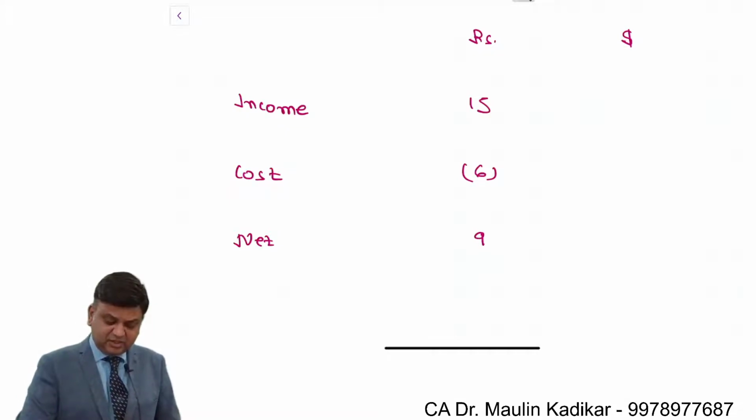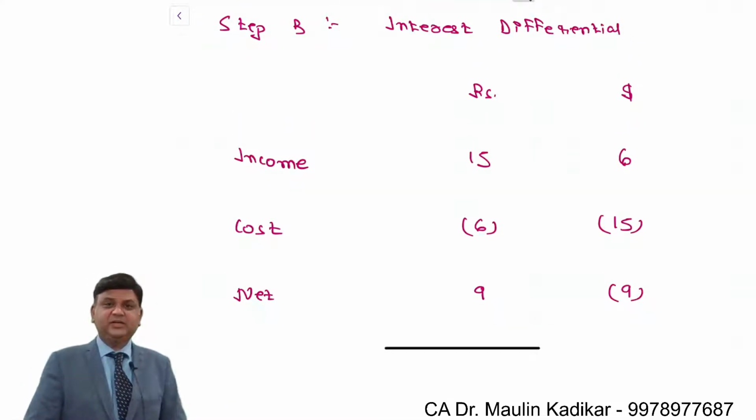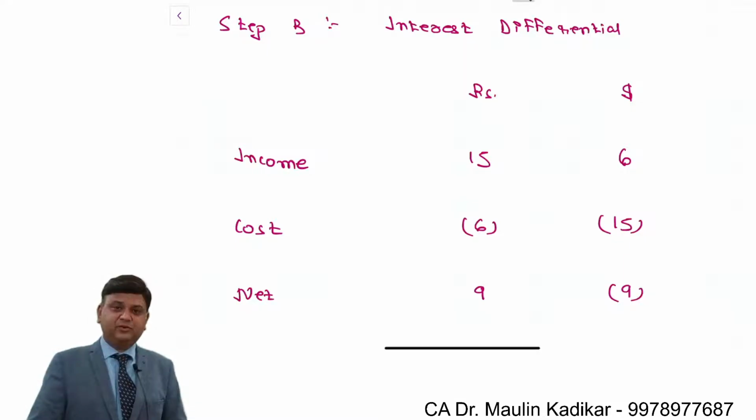And when you invest in dollar, you get 6 and you have to borrow at 15, so it is 9% negative. That is the way the interest differential is positive 9 for rupee currency and negative 9 for dollar currency.